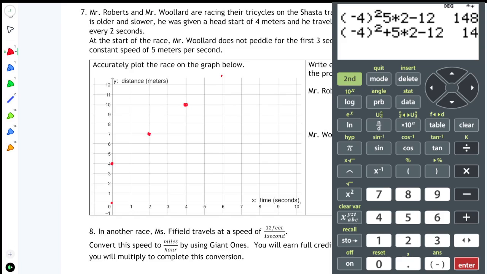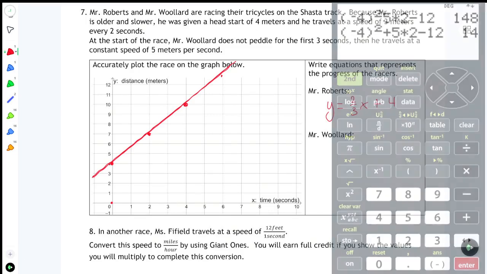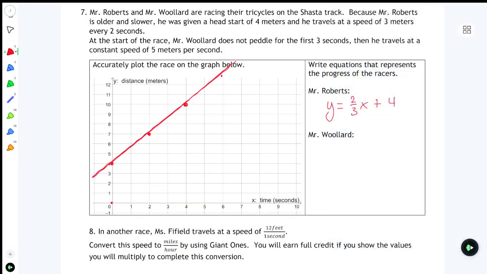I'm going to grab a ruler and just line this up on my screen here and go ahead and connect those points. And that's roughly the equation that models Mr. Roberts. And if I write that down as an equation, it's y is equal to 2/3 x plus the number 4. I should not have that up there. Let me hide that. There we go. Y equals 2/3 x plus 4.